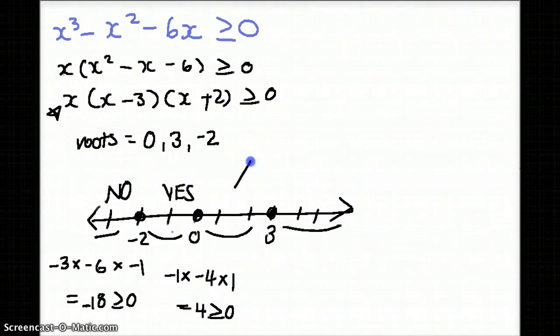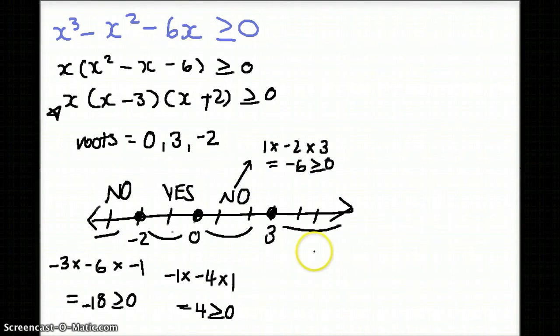And we're going to keep doing that, so I'm going to just plug in 1. So 1 times negative 2 times 3, that is negative 6, and that is not greater than or equal to 0, so I'm going to write no. Then I'm going to choose 4. So 4 times 1 times 6 is 24, and that is greater than or equal to 0. So I'm going to write yes.